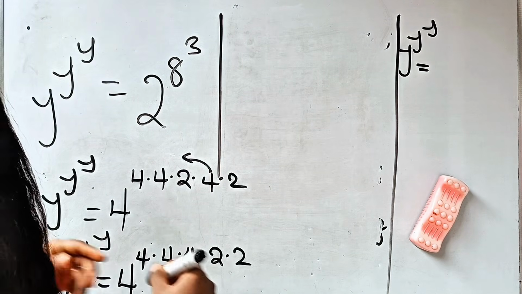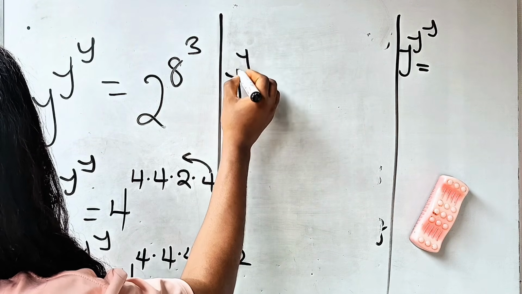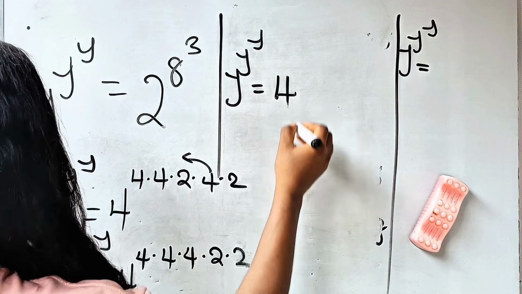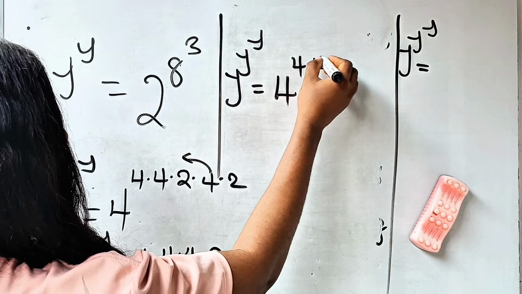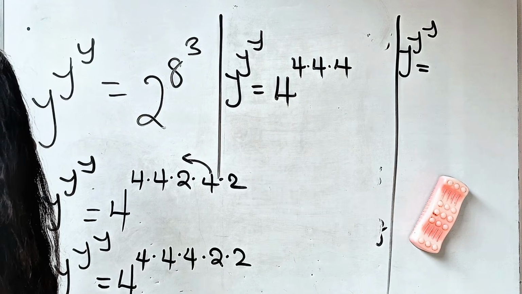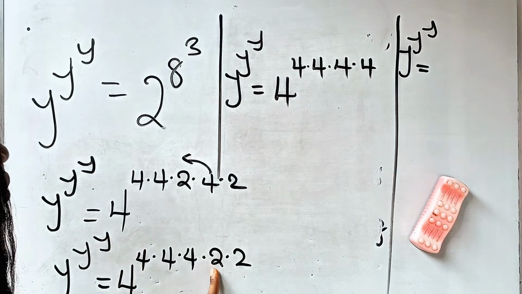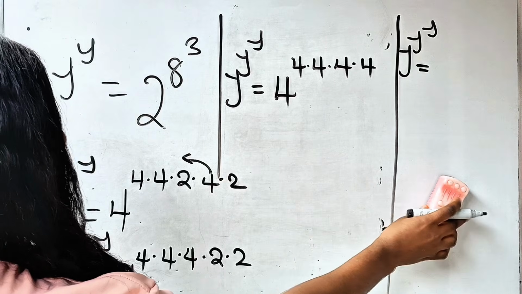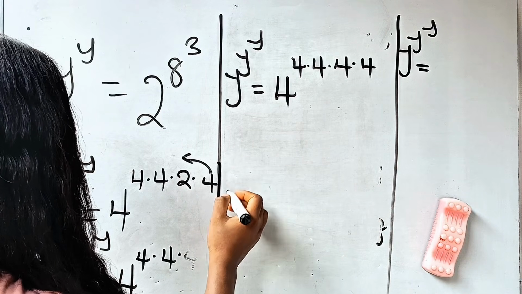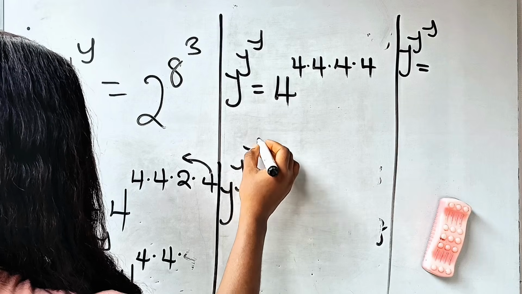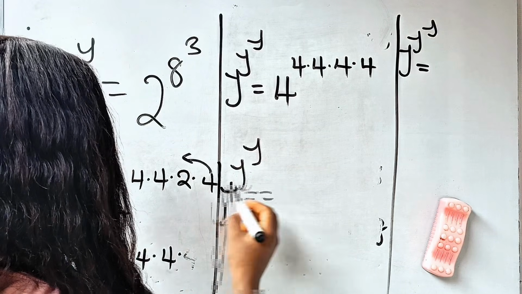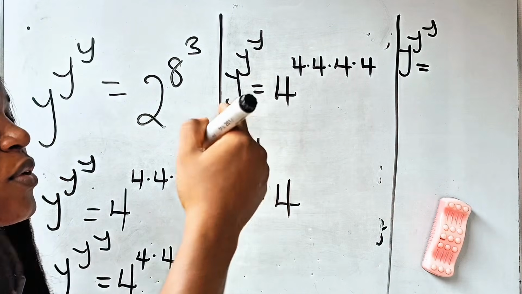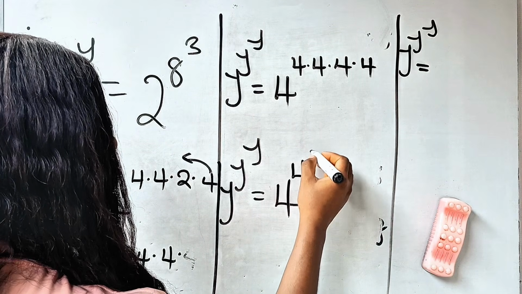All right, now we have y to the power of y to the power of y is equal to 4 to the power of 4 multiplied by 4 multiplied by 4 multiplied by 4, because 2 times 2 will give us 4. Now, what does this look like? Y to the power of y to the power of y is equal to 4 to the power of 4 times 4 times 4 times 4, which is the same thing as 4 raised to the power of 4.